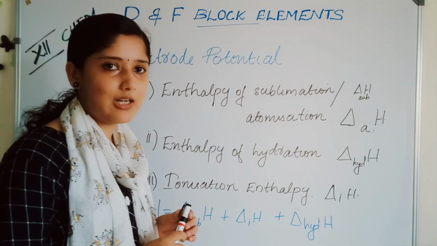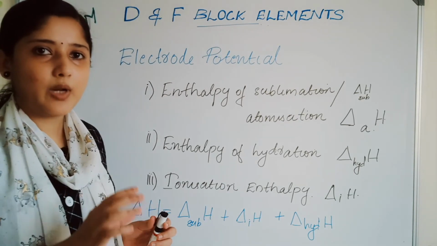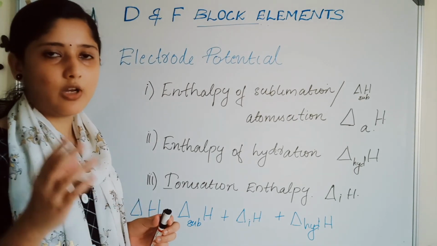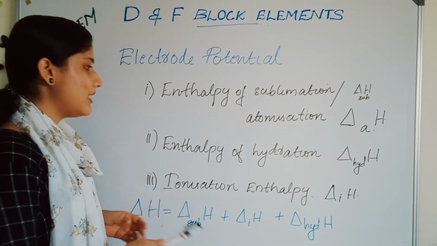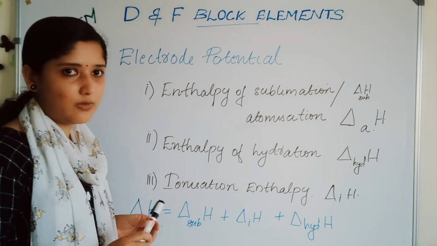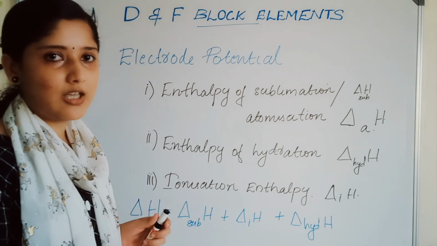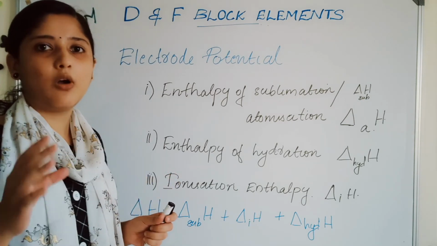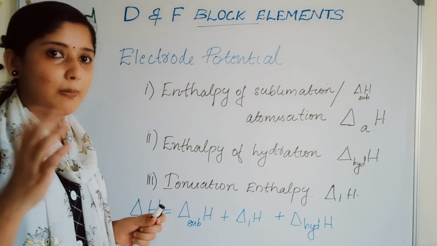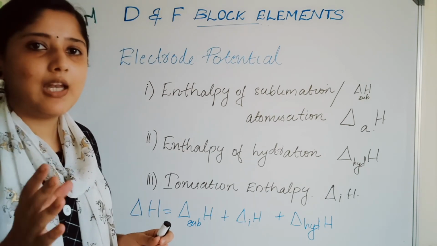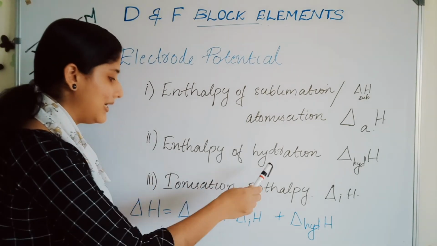We have already studied, isn't it? What is that? The energy that is required to break the bonds in an element or in a compound is called as enthalpy of atomization. Next is enthalpy of hydration. It's a new term. What is enthalpy of hydration? The amount of energy that is released when a metal forms a bond with a water molecule, with H2O. The amount of energy released when a metal forms a bond with water is called as enthalpy of hydration.